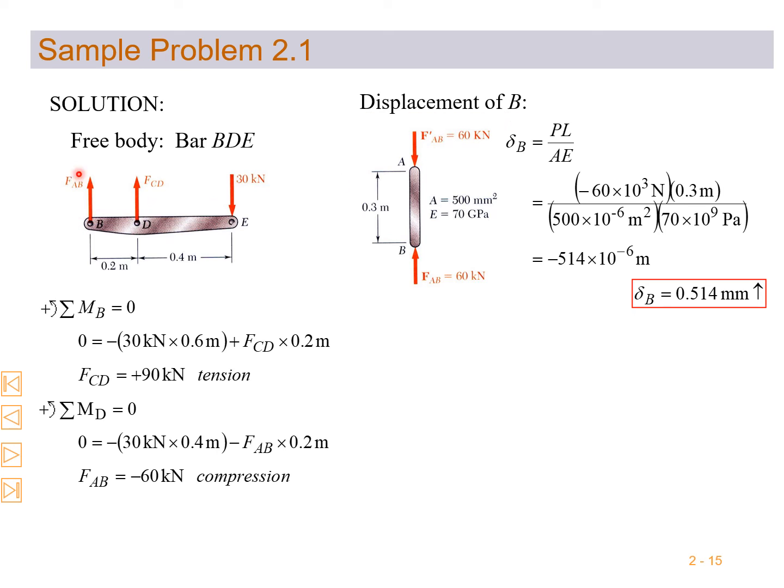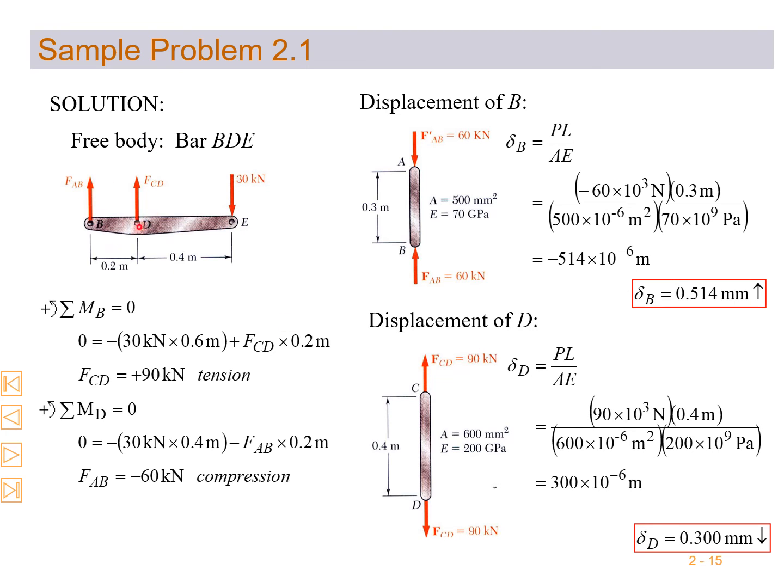Displacement of B at point B. What would be the displacement? So delta B equal to PL by AE, with P 60 and L, A, E, all these things, it comes to 0.514 mm. This minus sign means it goes upward. This goes upward, 0.514. Next, displacement D.